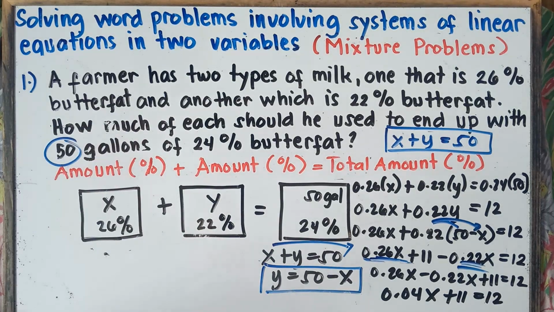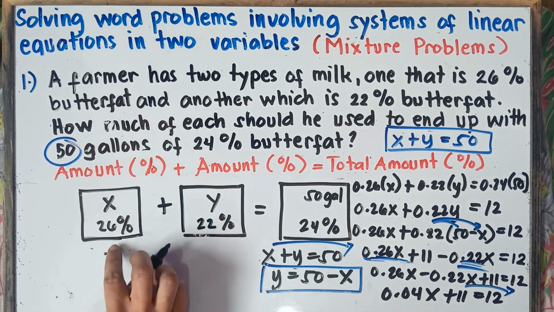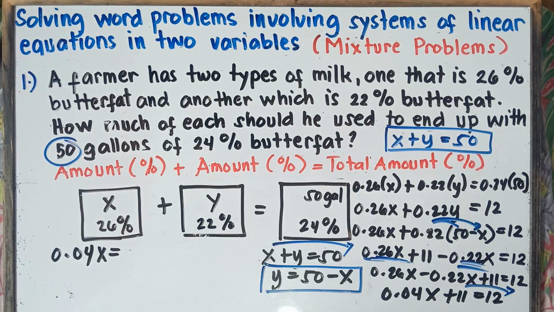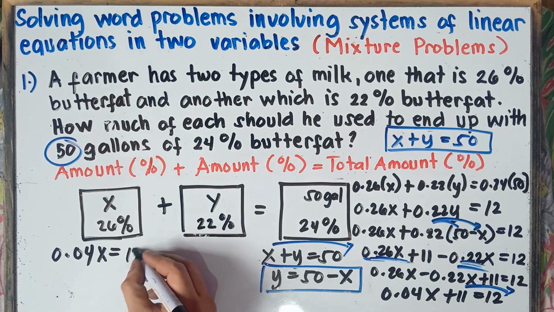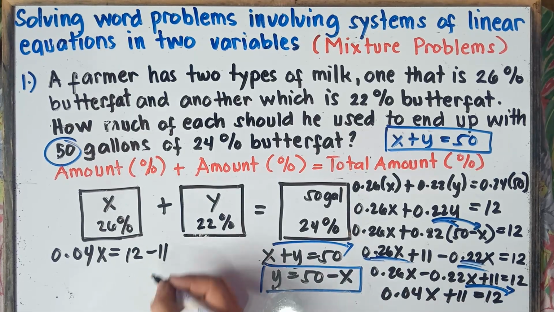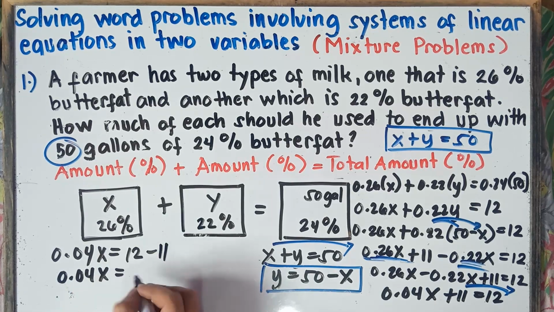Alright, so to get the value of x, we can transpose 11 from left to right, or we can subtract both sides by 11. Now, once you transfer, you change the sign. So let's just simply transpose this 11 from left to right. So this will be 0.04x equals transpose 11 from left to right. So copy 12. We transpose 11. This is positive 11. It will become negative 11. Alright, and then simply subtract. So this will be 0.04x equals 12 minus 11.